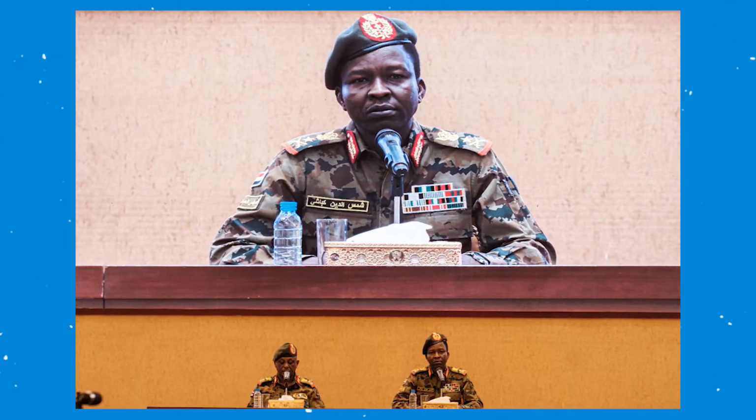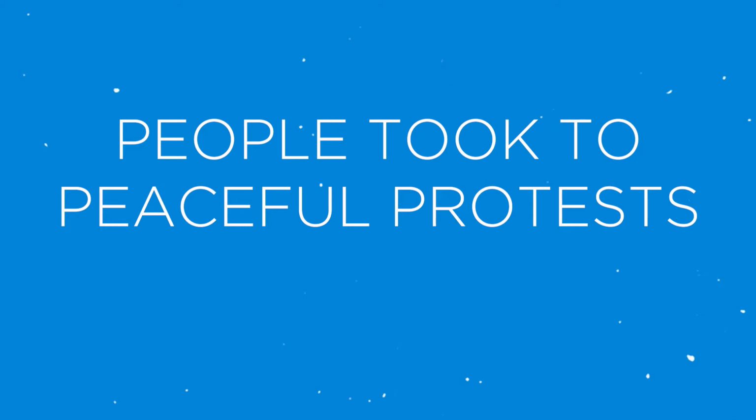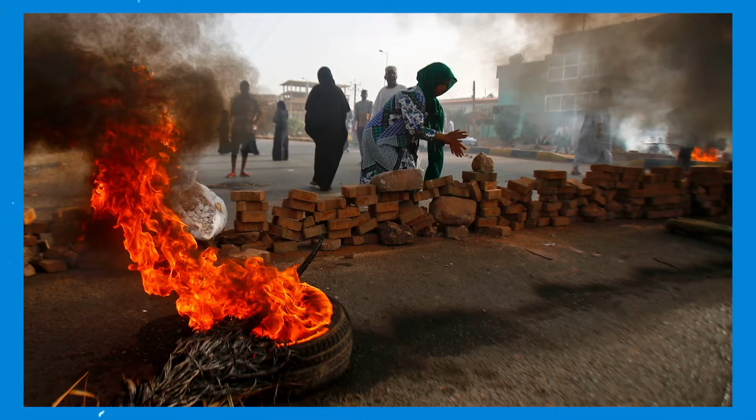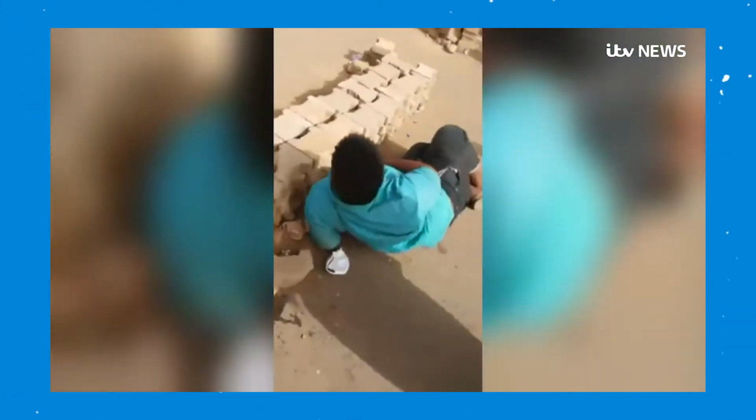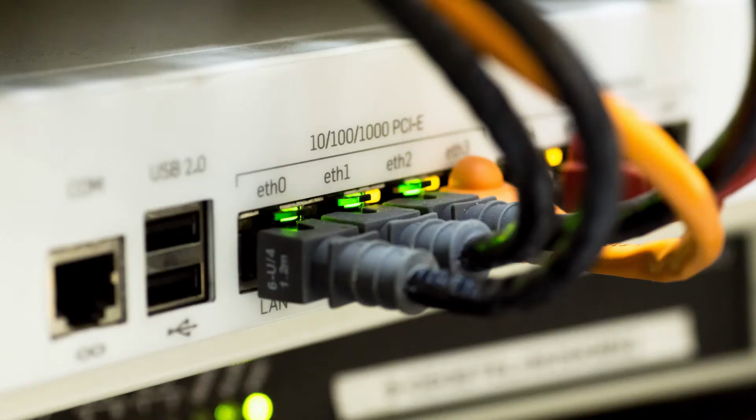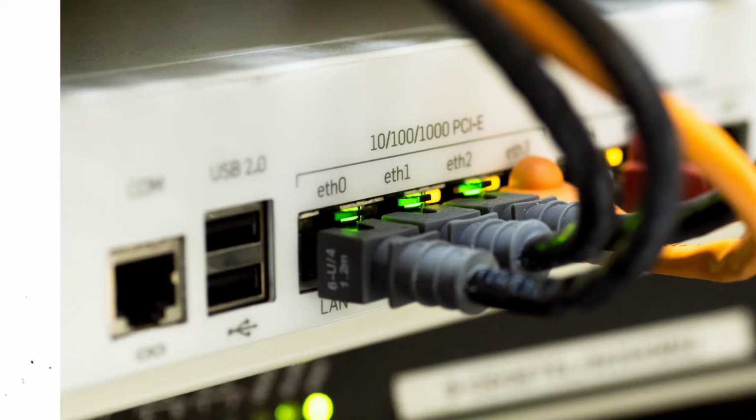Now, Sudan is led by this military. Once again, people took to peaceful protests, and that's when the military attacked, injuring over 160 people and killing over 100, arresting many. They shut down connection networks in many areas, blocking the internet.